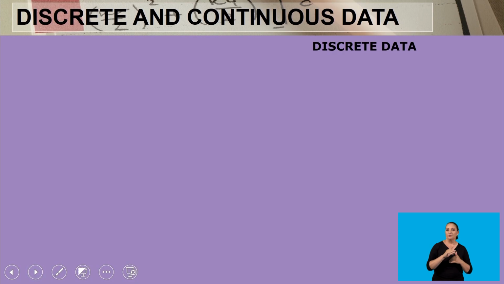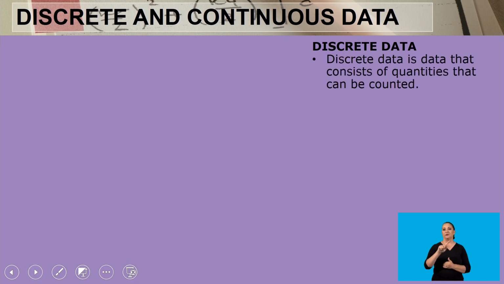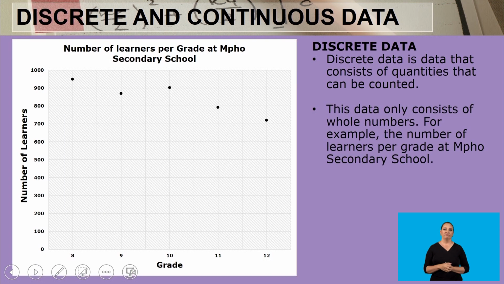Let's move over to the last concept in our concept map, and that is looking at discrete or continuous data. Now, what is discrete data? Discrete data is data that consists of quantities that can be counted. Now, what are we talking about when we say quantities that can be counted? Let's look at this particular graph here. Now, this data only consists of whole numbers.